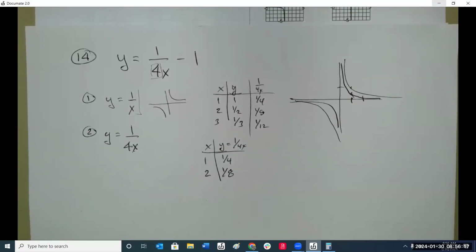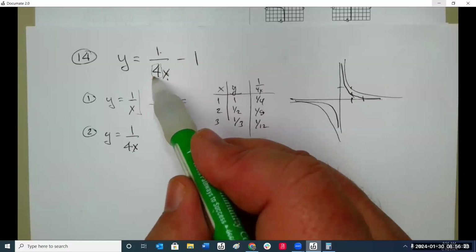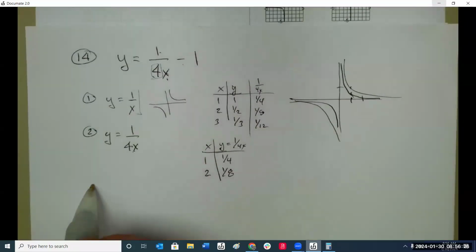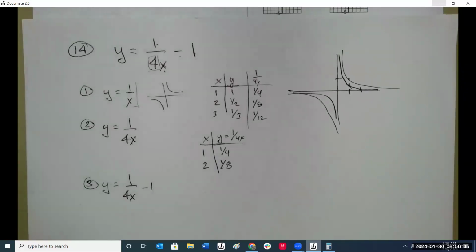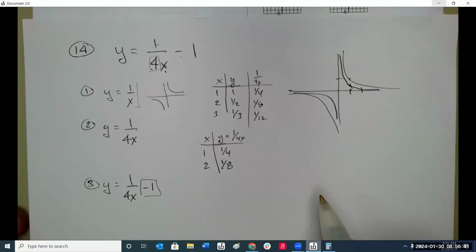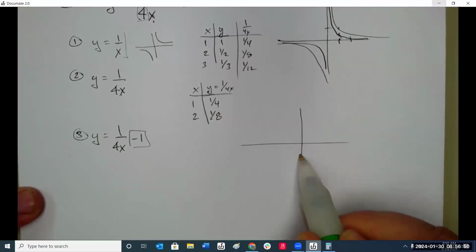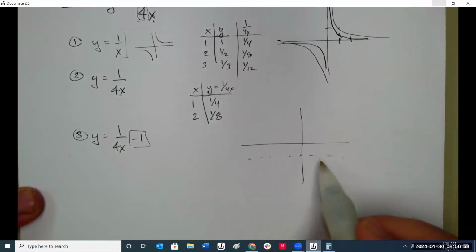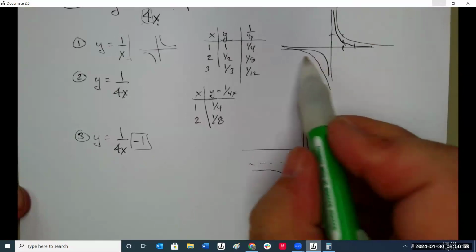What's the next transformation? So we have the 1 over x, 1 over 4x. Now we gotta do the -1. What does the -1 contribute? It's the vertical shift. It tells us to do what? Go down 1. So our original intercept was here, so we go down 1. This is my new origin. So my graph will look something like this. The graph just shifts down 1 unit.